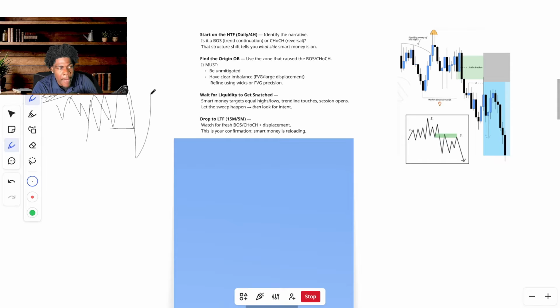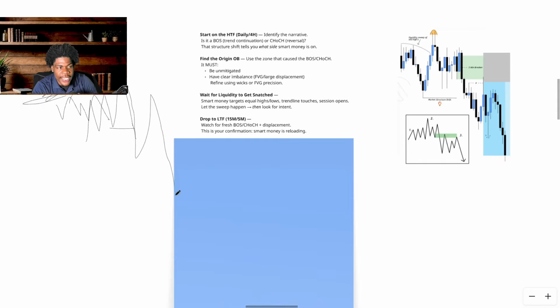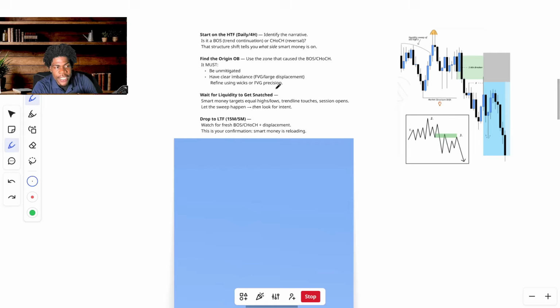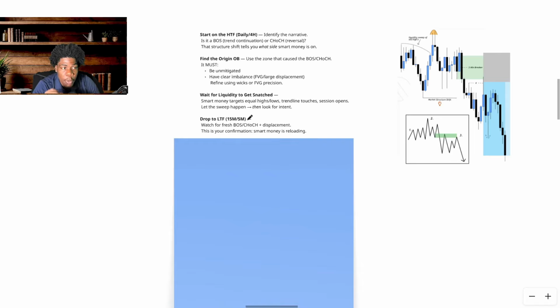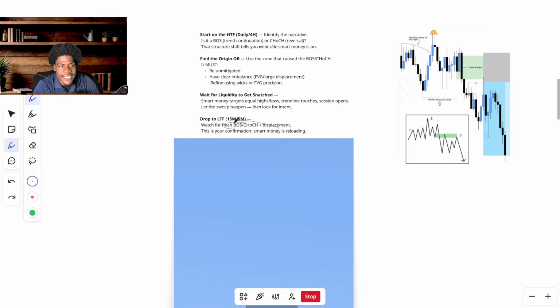Price has to first accumulate, manipulate, and then distribute. And on that pullback, this is where we can get that distribution entry. After we let the sweep happen, we can drop to the lower time frames, either the 15 or the 5 minute time frames, and then we watch for fresh breaker structures or change of character, plus our displacement right here. I'm going to go over this exact model of this exact trade.